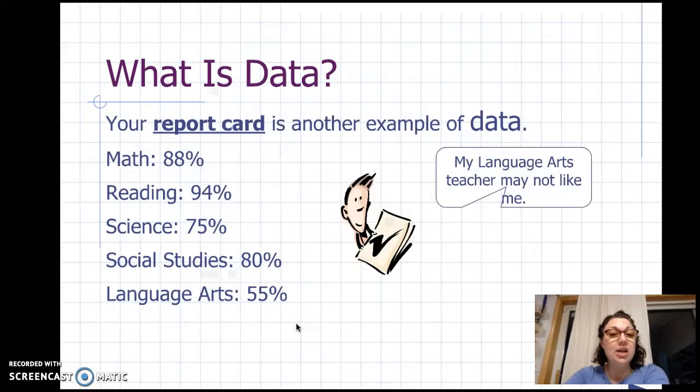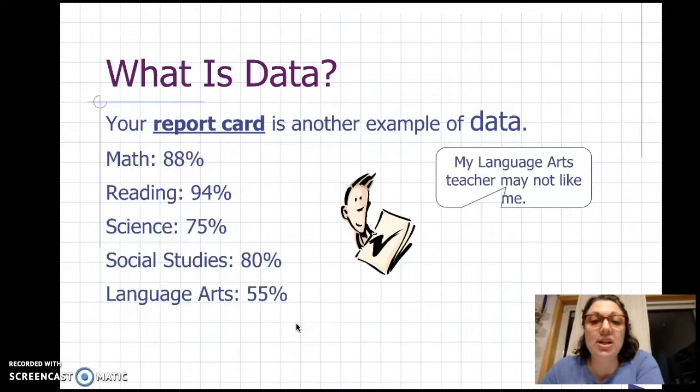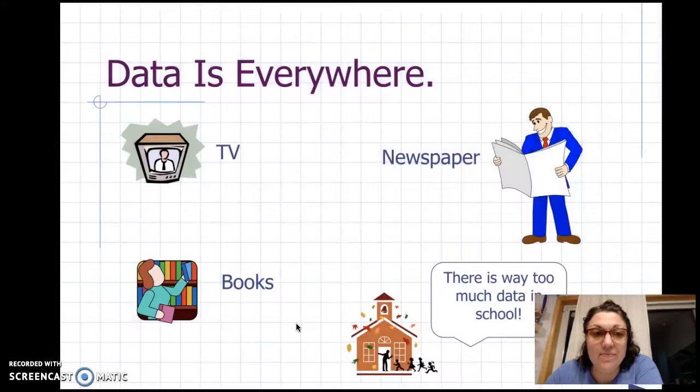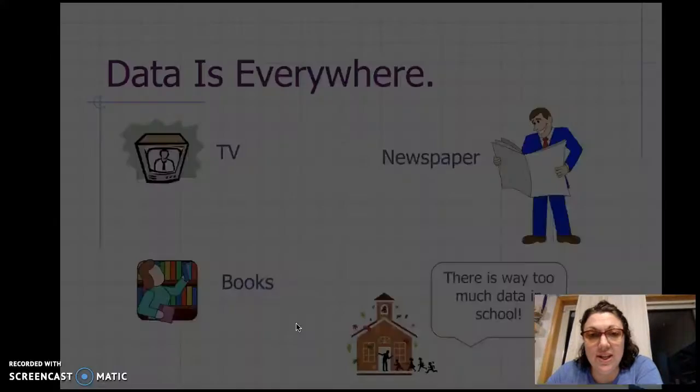Your report card is another example of data. These are your percentages in your different classes, and they would be converted into letter grades. So they tell you how you are doing in your different classes. Data is everywhere. It's on TV, it's in newspapers, it's in books, and there's a ton of data at school. You know, all those quizzes we take on Schoology? Every time we do that, we're collecting data.